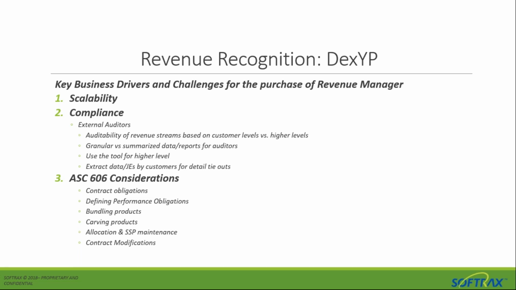Compliance, we'll actually talk about this on the next slide, so I'm not going to go into too much detail, but external auditors. So we're considering this the controls piece of this. Talk about automation, talk about controls, auditability of these revenue streams based on customer levels versus additional levels of revenue streams, maybe those companies and those reporting entities. And then granular versus summarized data reports for auditors. So again, what Tim was mentioning on the data availability piece, and using the tool for those higher levels, and extracting data, journal entries by customers for detailed tie-outs, that kind of thing. So how can you pull information out of the system as well as allow it to do its thing?